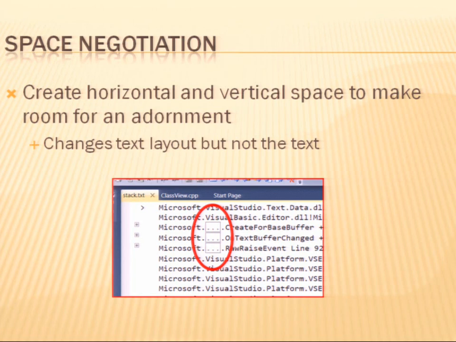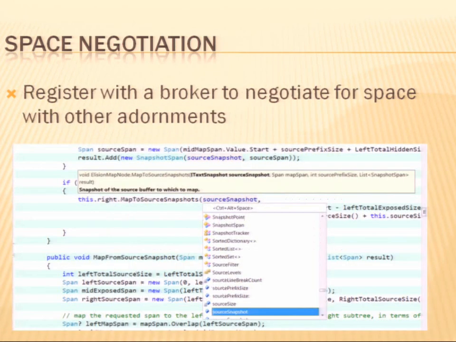Similarly, you can create vertical white space, so you can separate lines and have room to put some sort of interesting UI. Here's a picture showing some IntelliSense going on. There's a completion list and some parameter help. And this is an example where you have multiple adornments competing for surface space. They don't need to move the text, but they don't want to be on top of each other. So they can talk to a broker which will allow them to negotiate for available space without having to know about each other. And others can play in that game as well.